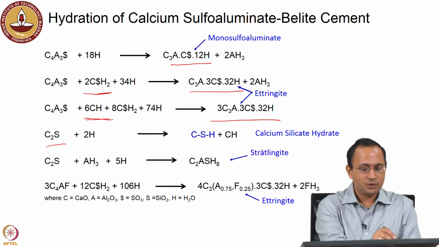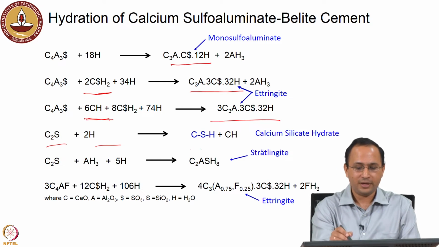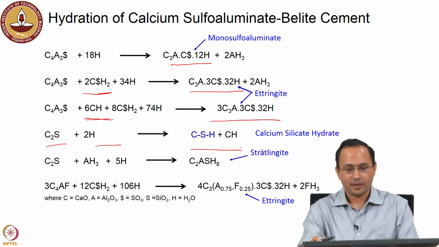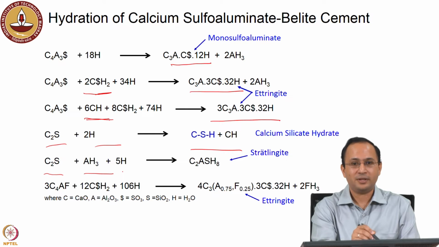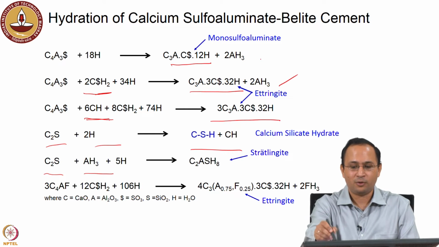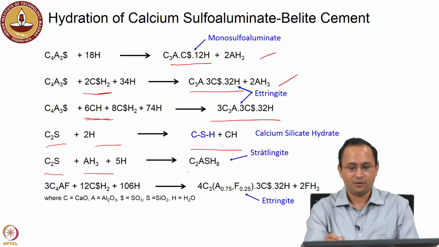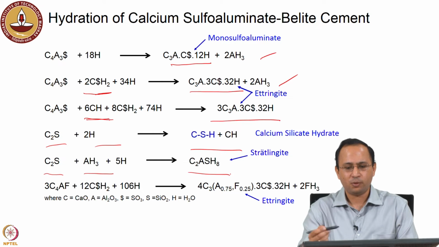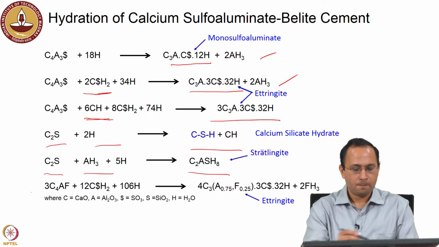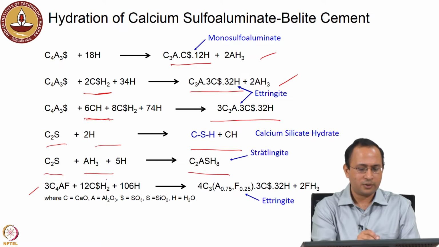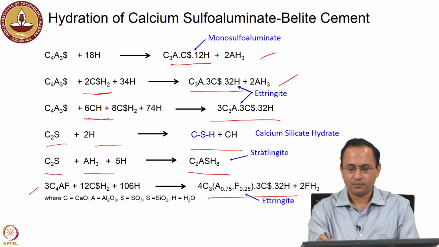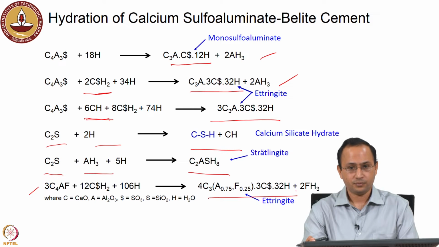Okay. Now, as you all know, C2S can react with water and form CSH, calcium silicate hydrate, and this C2S can also react with the aluminum hydroxide coming from these two reactions and form ettringite. So, these are the possible reactions which may take place, depending obviously on the composition of CSA cement. Although C4AF is in minor amount, it can also hydrate in the presence of gypsum and form ettringite.